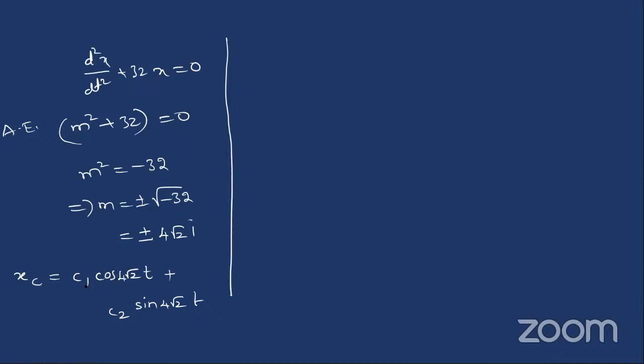Now, we don't want to get the solution in terms of c1, c2 here. Though I'm writing it as the complementary function, since it is a homogeneous differential equation, we can take the complementary function itself as the general solution. That's how I'm now writing x is equal to C1 cos 4 root 2 t plus C2 sine 4 root 2 t. This is the solution I'm getting in this case.